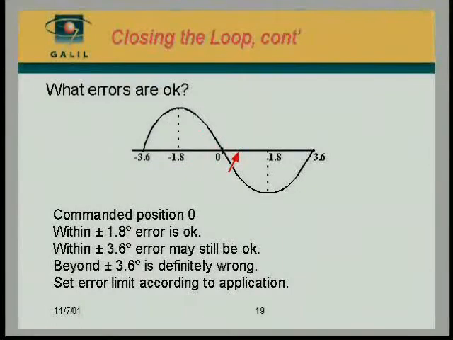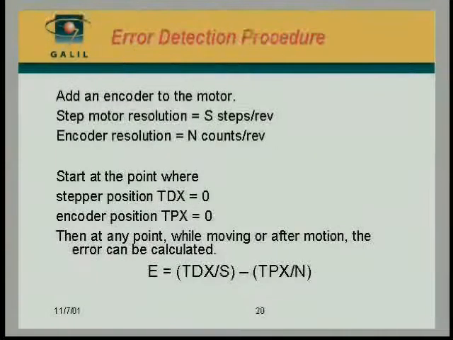Now specifically, how would you do that? In order to close the loop, you must add an encoder to the motor. You need to put an encoder on the motor shaft. And for the following discussion, let's assume that the step motor resolution is S steps per revolution. If it was full step, S would be 200. If it was half step, it would be 400. If you go to microstepping, you go all the way from 5,000 to 50,000. But let's say that you also added an optical encoder with a resolution of N counts per revolution.